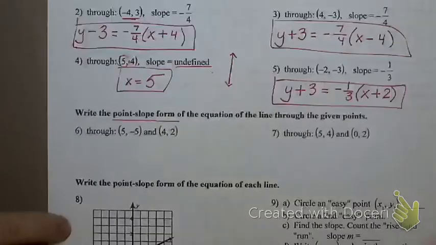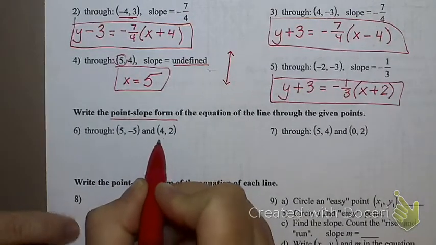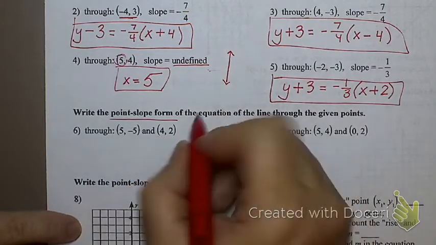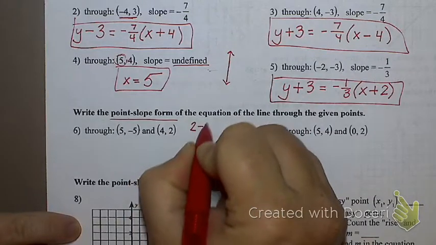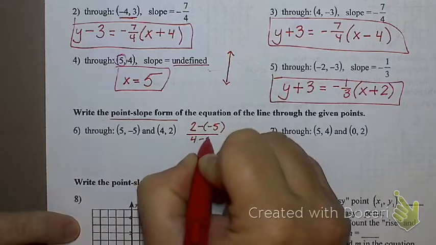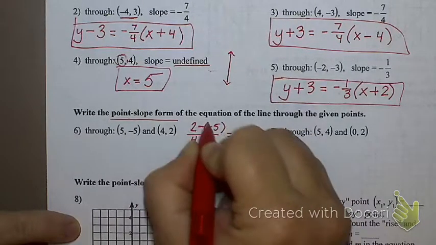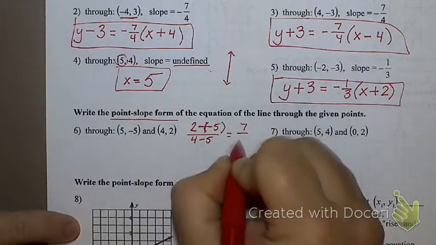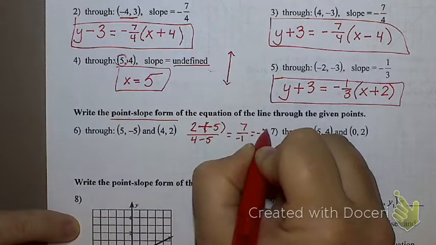Now, first thing I do, though, here is I do have to find the slope the same way I did yesterday. So I have to do 2 minus negative 5 over 4 minus 5. And what does this give me? 7 over negative 1 or negative 7.